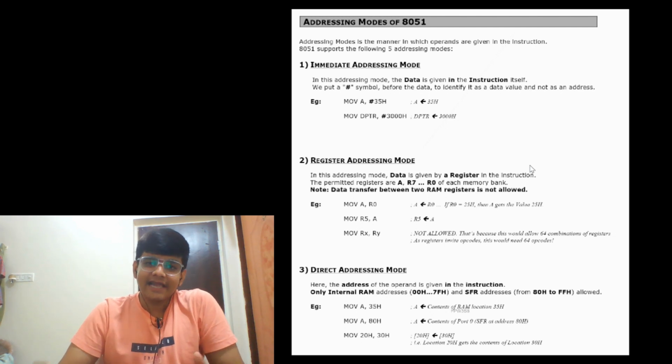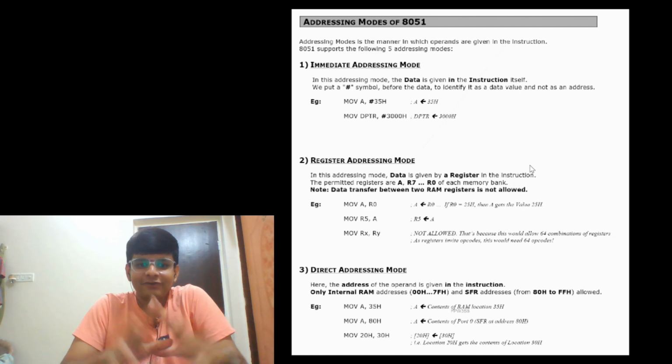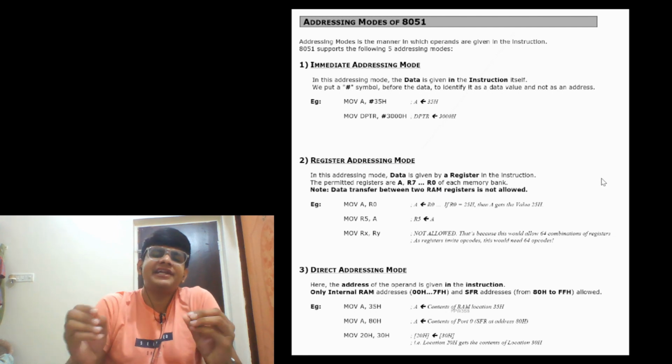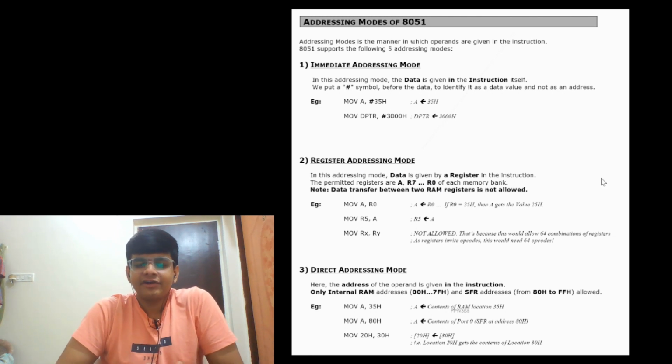Here the operand will not be given directly in the register. In this addressing mode, the data is given by a register in the instruction. The permitted registers are R0 to R7, which are in the memory bank. So here data is not given directly. That's why we cannot write the hash symbol.